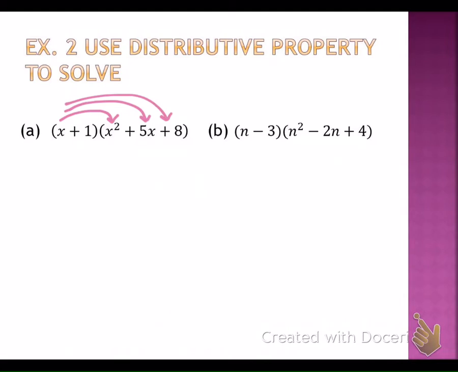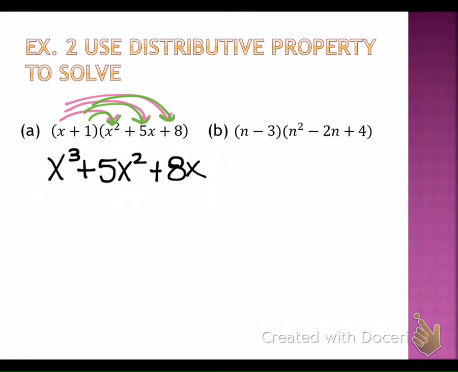So what is x times x squared? X cubed. X cubed. Very good. What is x times 5x? 5x squared. 5x squared. And what is x times 8? 8x. 8x. Awesome. Now I'm going to go back to the binomial and I'm going to distribute the 1. So 1 times x squared, 1 times 5x, and 1 times 8.